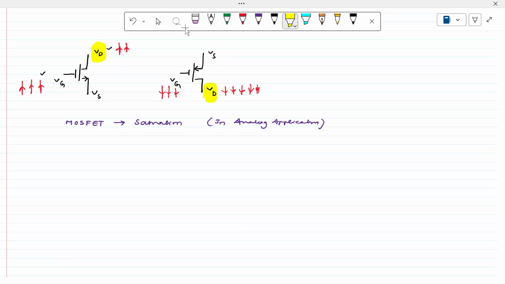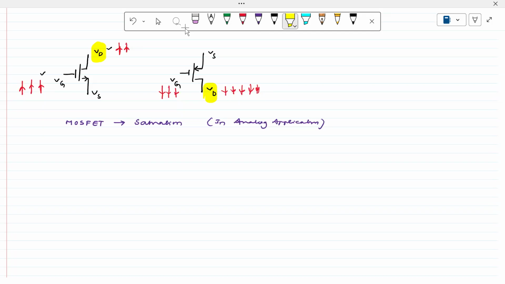If the drain is more and more positive for the PMOS, it should be linear. Whereas for the NMOS, if the drain becomes less positive, then what will happen? Linear region. So whenever I change something, you have to remember that phrase. So the bottom line is one bottom line I will talk about.